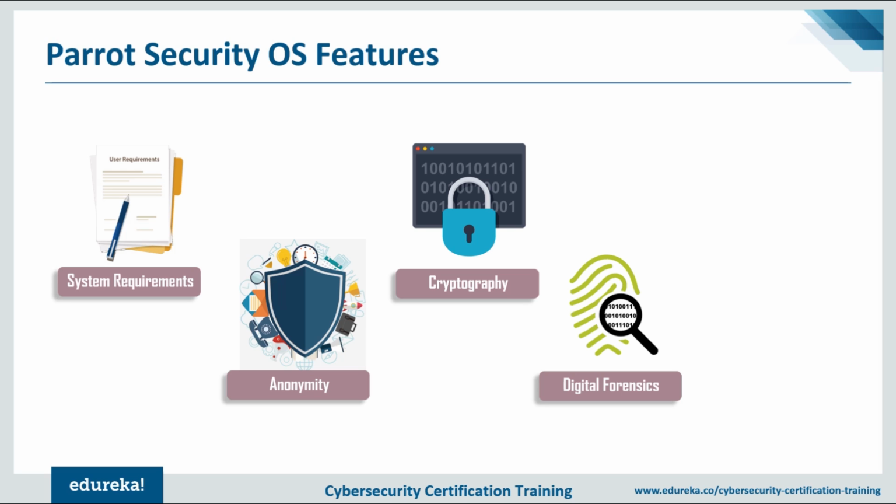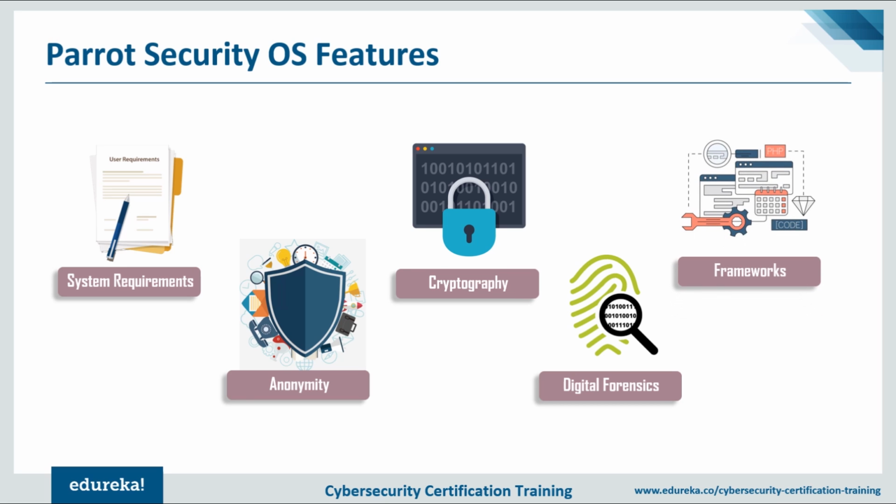It embraces the Falcon programming language, multiple compilers, debuggers, and beyond. It also provides full support for developing frameworks for embedded systems and many other amazing features. So guys, these are a few features of Parrot OS. Basically, Parrot operating system supports anonymity. It offers different kinds of cryptography tools. It also supports forensic mode, and it also provides the opportunity to develop frameworks for embedded systems and many other amazing features.